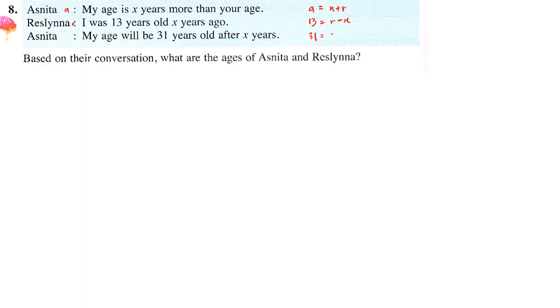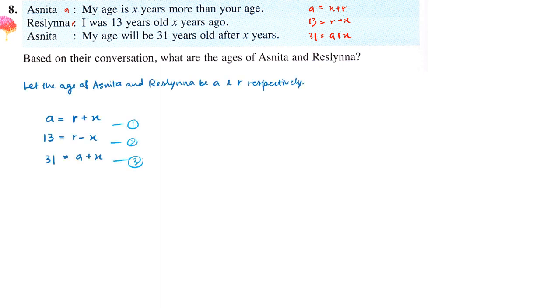It is her age this year, X years later, which is plus X. Okay, so there we go. We have 3 equations here. And the strange thing here is we have 3 variables now. We have A, we have R, we have X. What are we going to do?